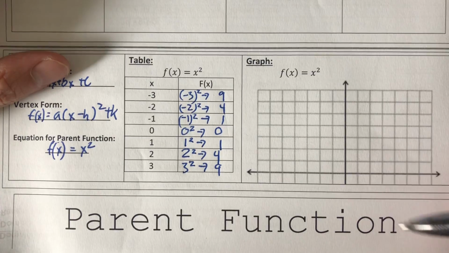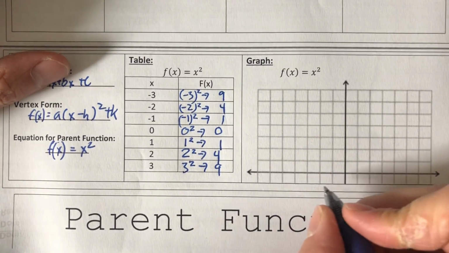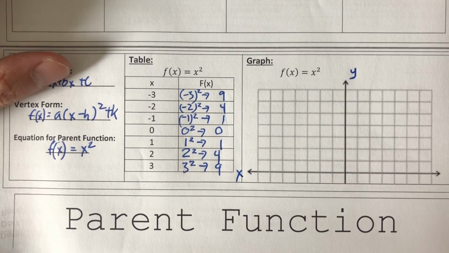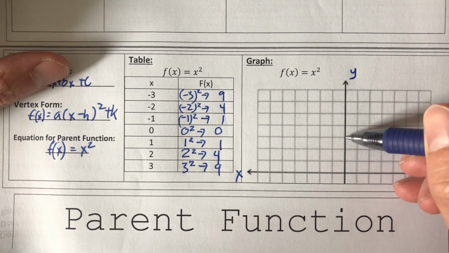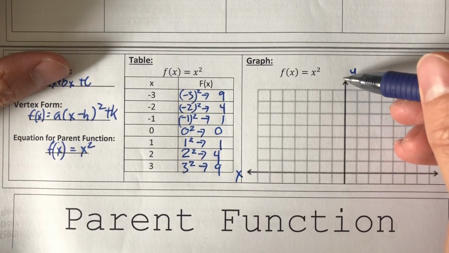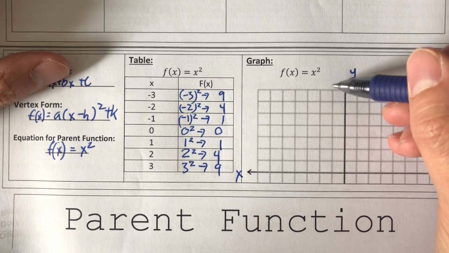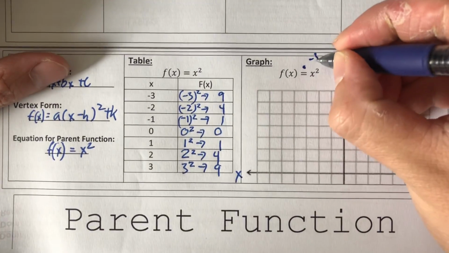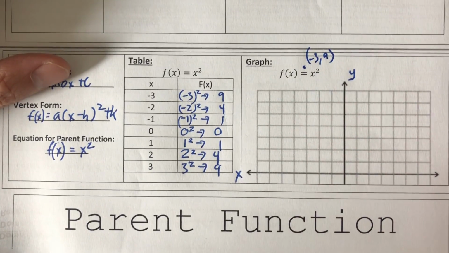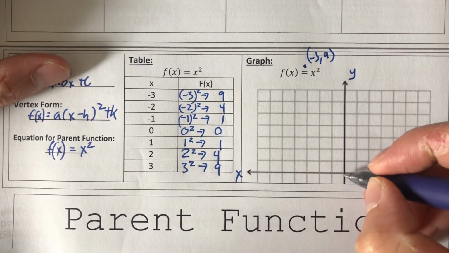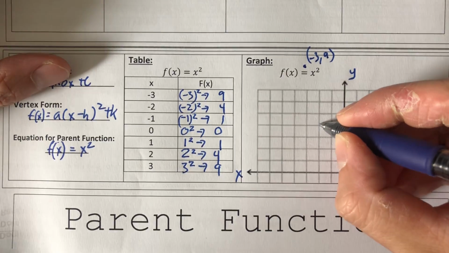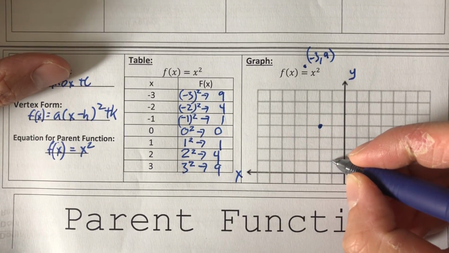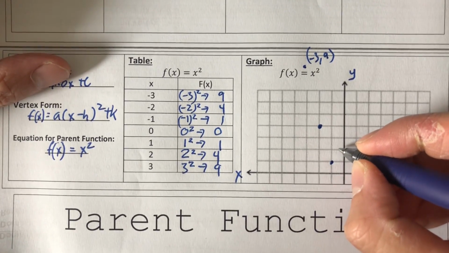Alright, so now let's try to graph this. This is going to be our y, this is going to be our x. I don't think this goes up to 9. 1, 2, 3, 4, 5, 6, 7, 8, 9. Let's pretend it does. -1, -2, -3. So here's one point, -3, comma 9. Here's your second point, -2, comma 4. And your third point, -1, comma 1.